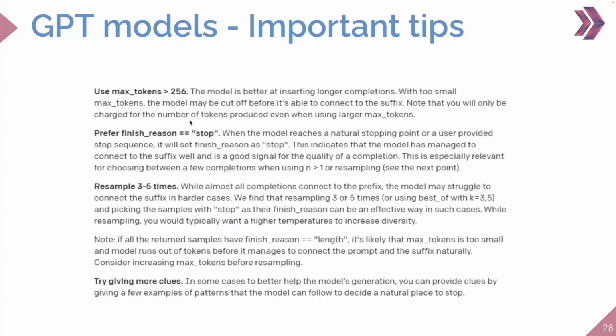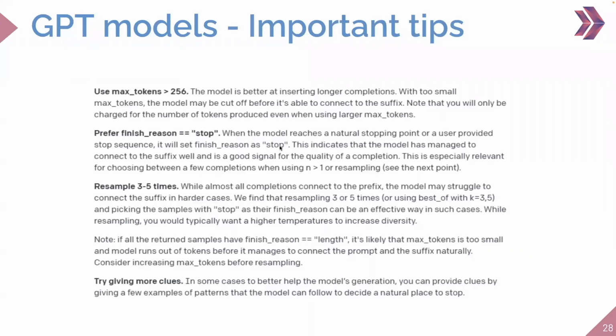Okay, so on the website, you can see there are some recommendations, some tactics and tips. For example, one of them is use maximum number of tokens. Okay, the model is better at inserting longer completions. With too small maximum number of tokens, the model may be cut off before it's able to connect to the suffix. Okay, that's an important aspect. Remember that the model is better at inserting longer completions. Another one, so we have some elements, some variables, some parameters. During this process, you will see some parameters, some response. So one of them, the finish reason, that is an important element.